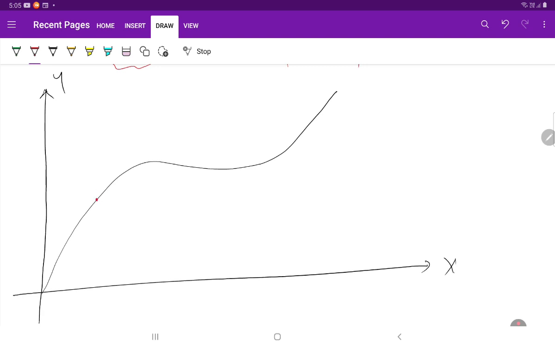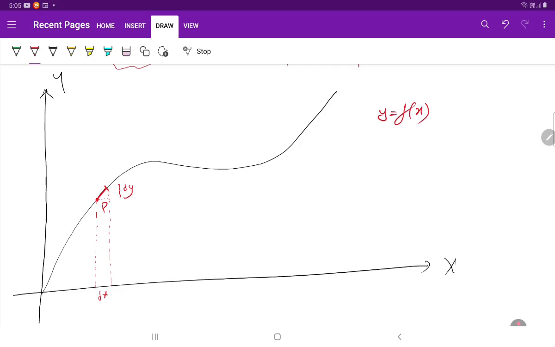Consider this to be some point P, and observe that if the point P moves by some distance, for now I am representing it to be delta x, then what will be the corresponding change in delta y? This is basically what we are interested to know. Suppose this graph corresponds to y is equal to f as a function of x.